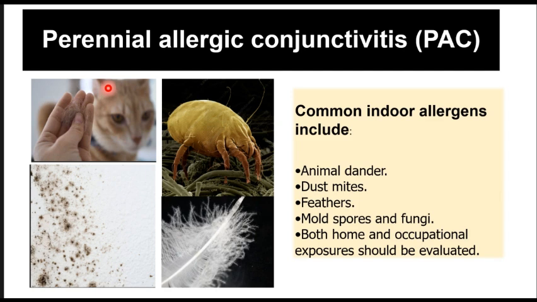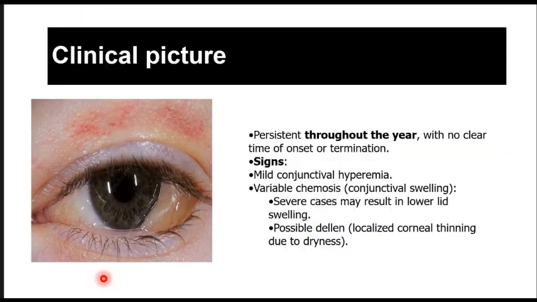All right. So when I told you about perennial allergic conjunctivitis, I told you that's usually associated with indoor allergens like animal dander, dust mites, feathers, even mold on the walls, spores, fungi. Both home and occupational exposure should be evaluated in these patients. Now, often parents have misconceptions saying that their kid doesn't really go outdoors and still they are suffering from allergy. So in those patients, you can explain to them that even indoor allergens could be responsible for the perennial allergic conjunctivitis.